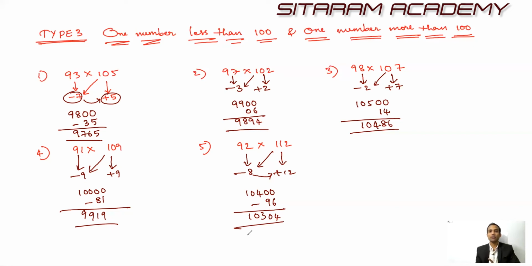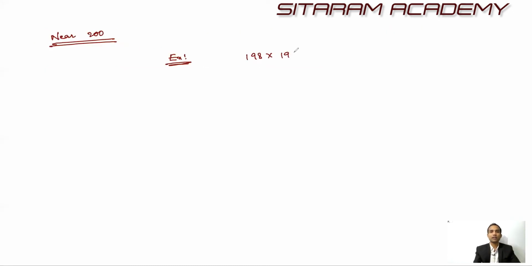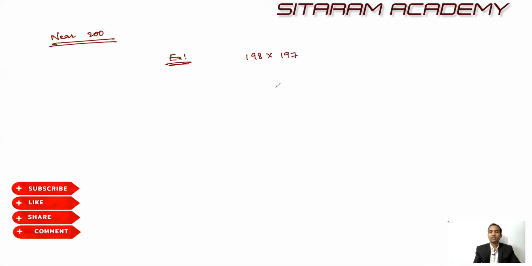Please listen very carefully. Watch the video till the end so that you will understand how to apply for all the hundreds, all the numbers near to any hundreds. Let us see what those types are. If the numbers are near to 100, how to do them. Let us see the example for less than 200. 198 into 197 I'll take.